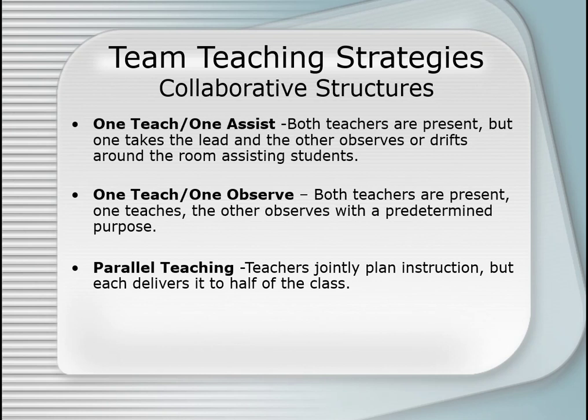So the first one that we have here is one teach, one assist. In this case, you have your class and both of you are present. If there is a pair, both of you are present there. One teacher is leading the class and the other is observing. But as the other observes, he or she is moving around the class assisting the students. So both of you are working. One teacher is teaching, the other teacher is observing while assisting the students.